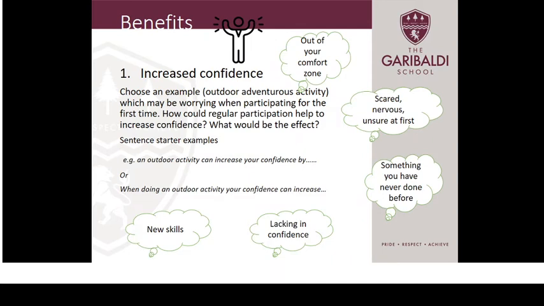I'm going to just take this time before we look through the benefits to remind you that these are outdoor adventurous activities. We looked at these in your LO1 assignment right at the start of year 9. So unfortunately you won't be able to use things like football, basketball. So it's things like canoeing, rock climbing, abseiling. Just to remind you of that when you start to use your examples through the assignment.